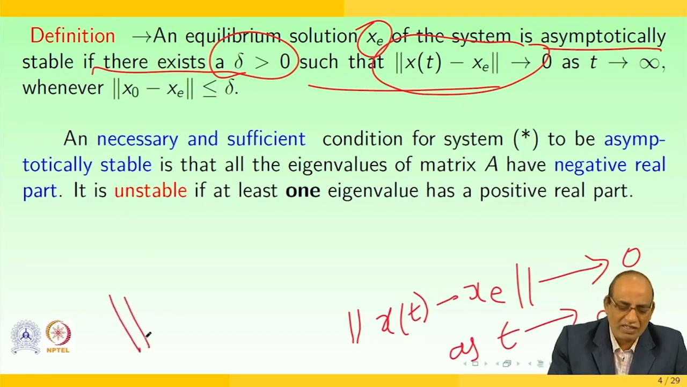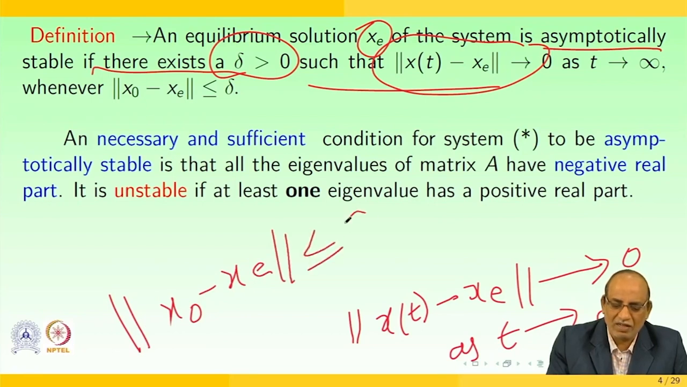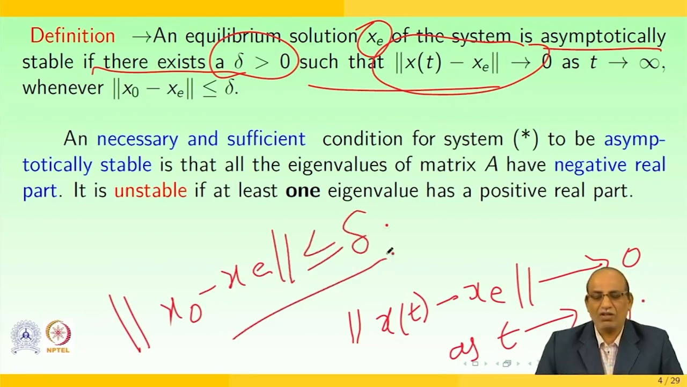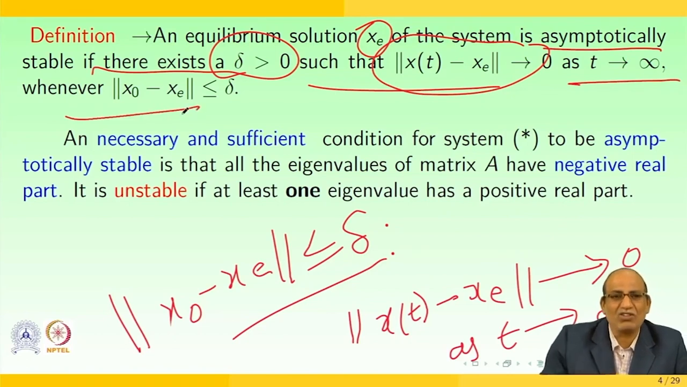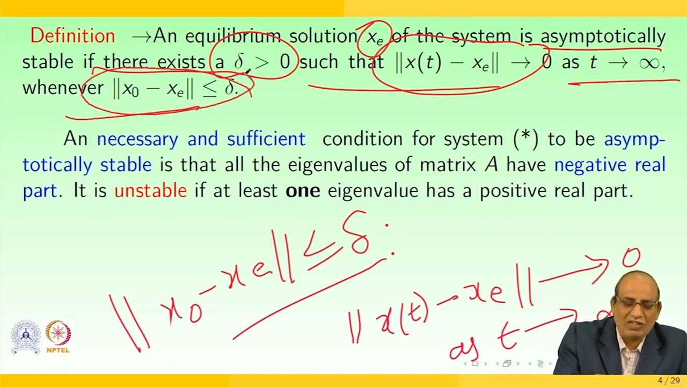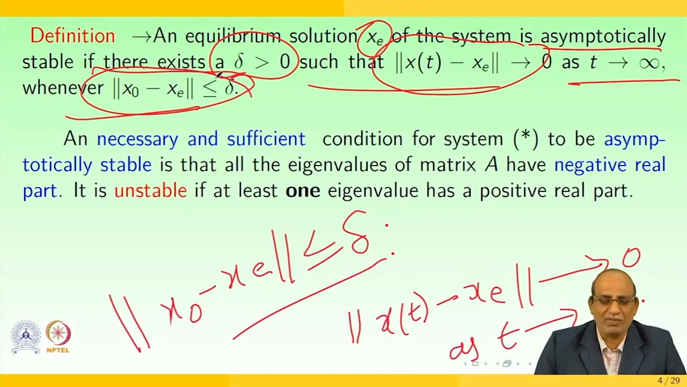Whenever the norm of x0 minus xe is less than or equal to delta. So, if you are able to find a positive value delta greater than 0 such that the norm of x(t) minus x_e tends to 0 as t tends to infinity whenever the norm of x0 minus xe is less than or equal to delta, then we call the system asymptotically stable.